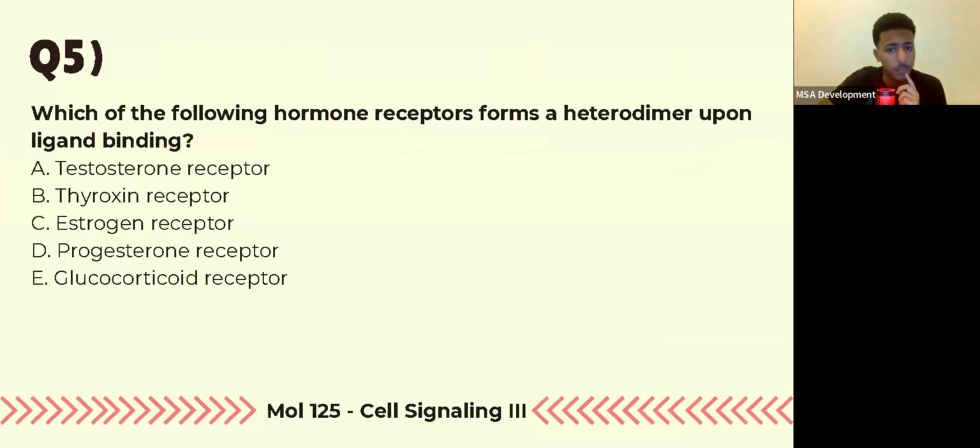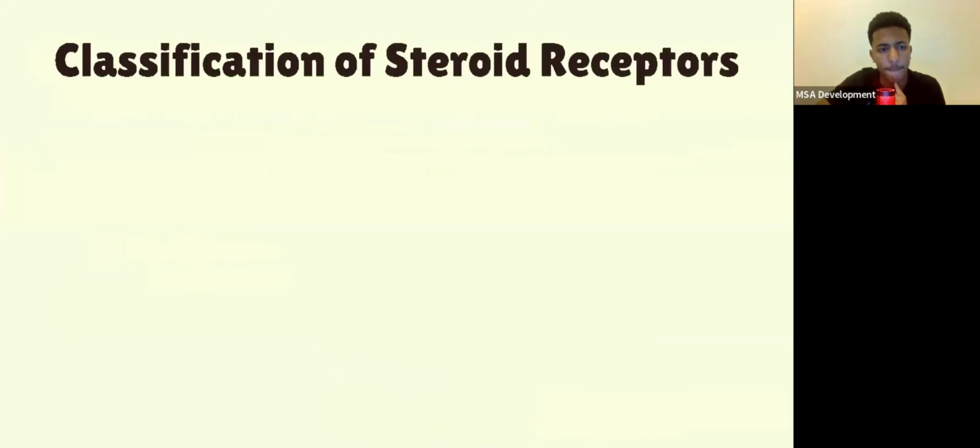Now let's solve the question. Which of the following hormone receptors forms a heterodimer upon ligand binding? Is it testosterone receptor? No, it's not, because testosterone receptors form homodimers. They're type 1. Thyroxine receptors is the correct option. They're type 2 receptors. And then estrogen receptors, type 1. Progesterone receptors, type 1. Glucocorticoid receptors, type 1.